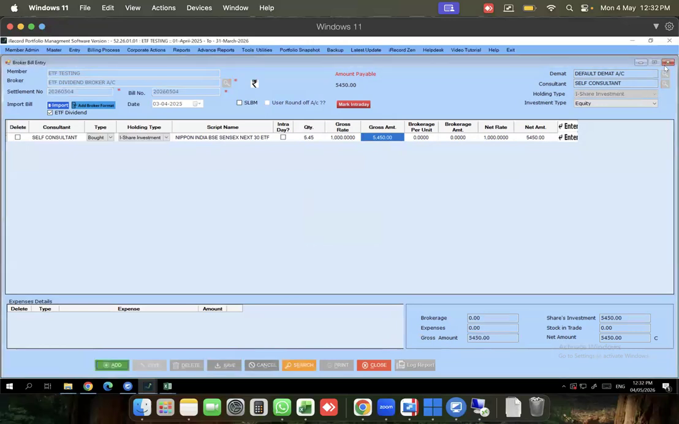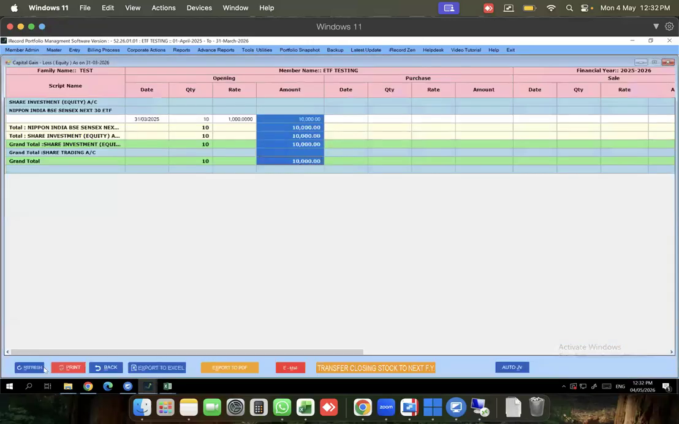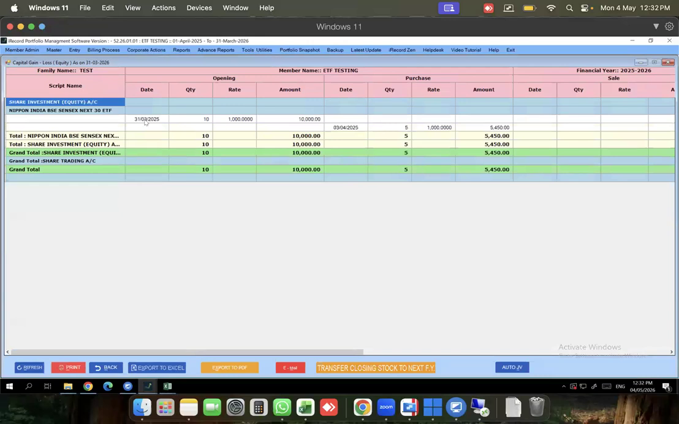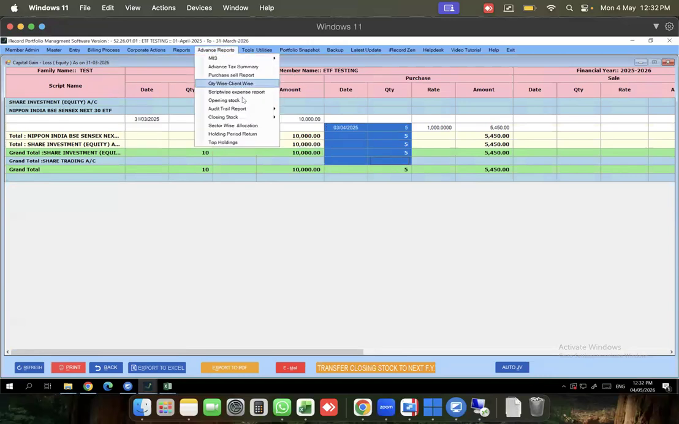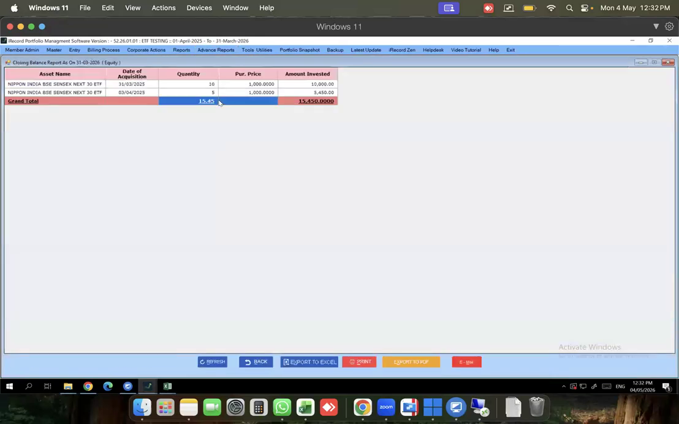Now all the reports should also reflect the additional units that we have received via dividends for the ETF. So my opening stock is 10 plus 5 shares. The decimal will not reflect on the capital gain. However, any other report that we look up, for example closing stock, will have the closing quantity in decimals.